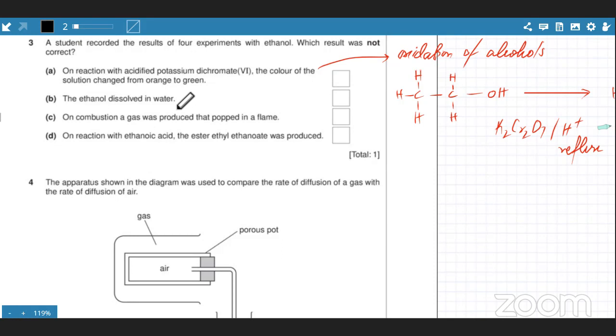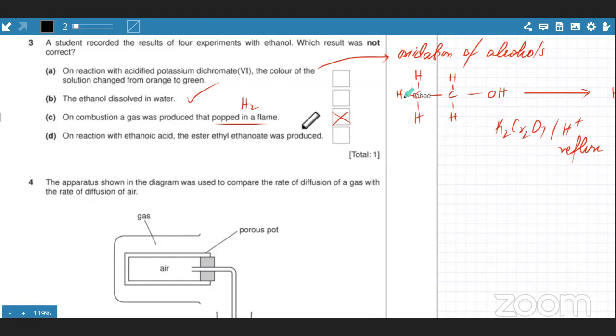Ethanol dissolves in water. That's a fact. All alcohols are very soluble. On combustion, a gas is produced that pops in a flame. Now, any gas that pops in a flame, that's the test for hydrogen gas. So this is basically the correct answer to what is not correct.